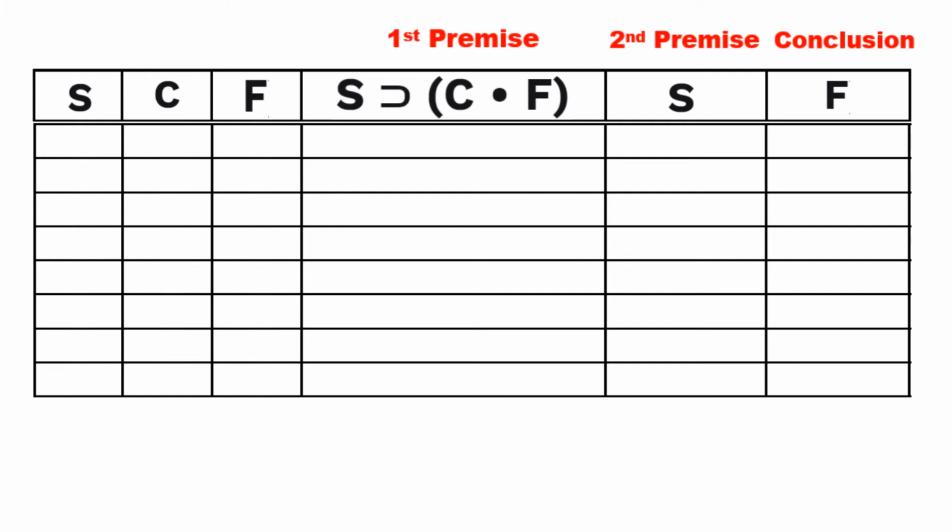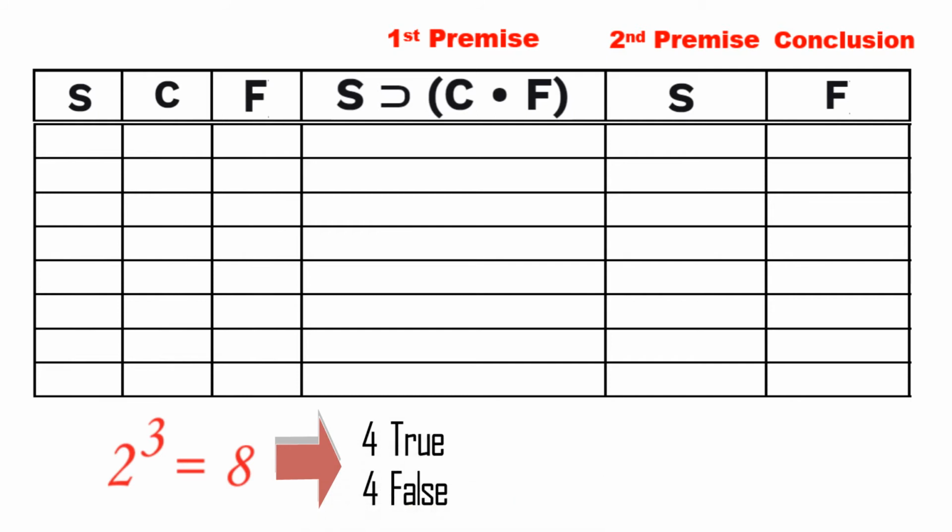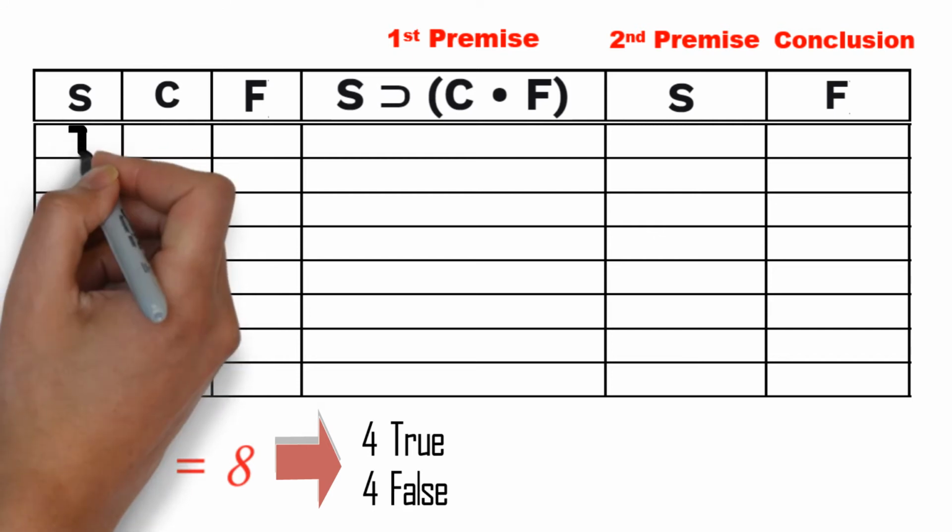But how do we do this? Well, first, it must be noted that the product 8 also represents 4 true values and 4 false values for the variable or constant, which is S in this example. And the rule here is that we write the true values first and then the false values. So the truth table will now look like this.